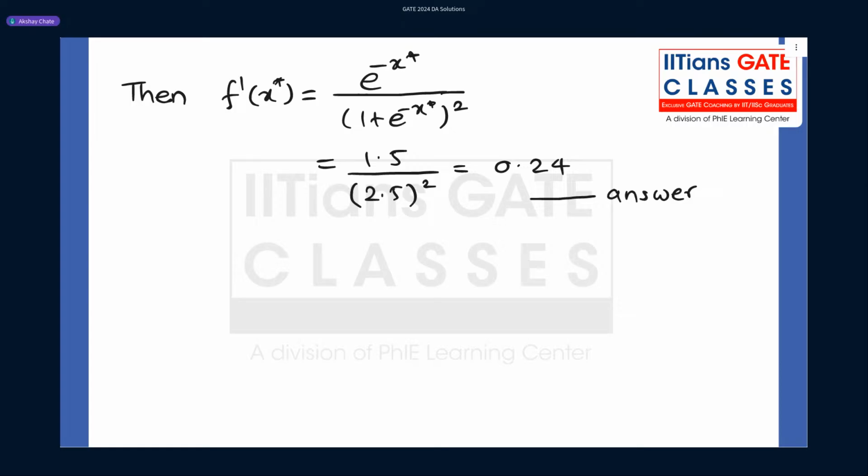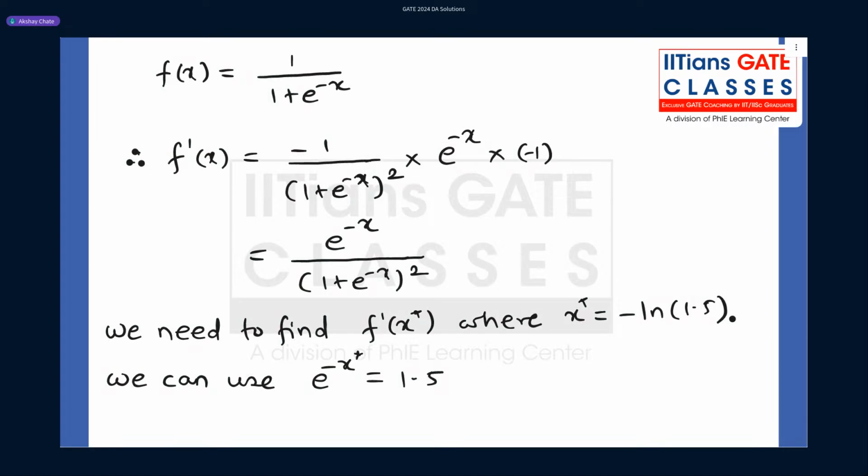Yeah, and in the question it was asked that you should put up to 2 decimal places, so therefore 0.24. So in this question, if you blindly calculate x and then you put that value in f dash of x, that would take a lot of time. So sometimes you have to use a little bit of common sense, and then you can solve this type of questions easily.